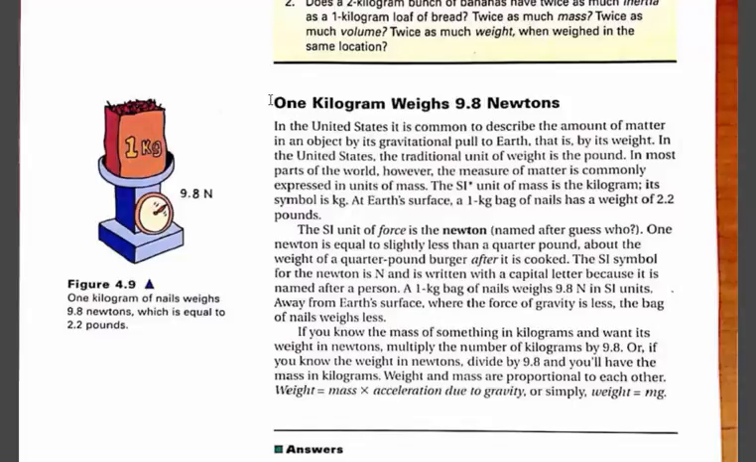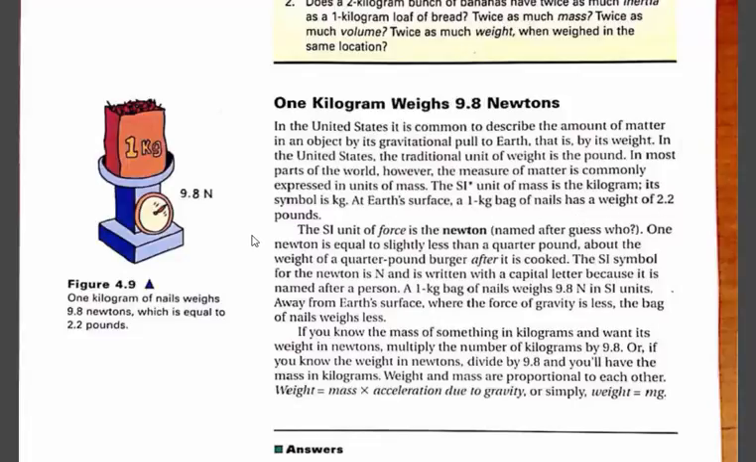Okay, here we are. 1 kilogram weighs 9.8 newtons. In the United States, it is common to describe the amount of matter in an object by its gravitational pull to Earth, that is, by its weight. In the United States, the traditional unit of weight is the pound. In most parts of the world, however, the measure of matter is commonly expressed in units of mass. The SI unit of mass is the kilogram. Remember, SI means the modern metric system. Its symbol is kg. At Earth's surface, a 1 kilogram bag of nails has a weight of 2.2 pounds.